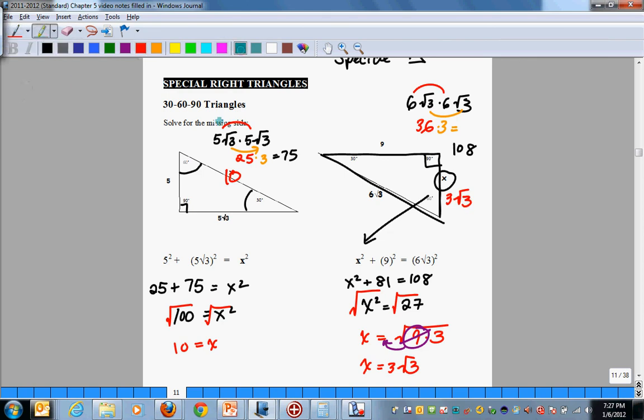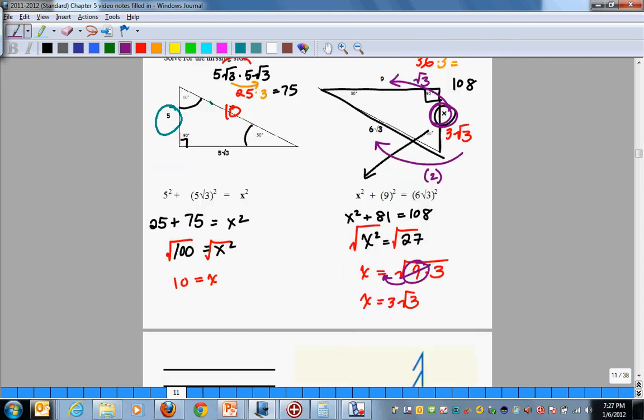Now, there is a pattern in both triangles, a very important pattern. The pattern you should see here is that between the short leg and the hypo, we're timesing by 2. Between the short leg and the long leg, we're timesing by root 3. Again, between the short leg and the hypo, you times by 2. The short leg to the long leg, you times by root 3. That is the pattern for every 30, 60, 90 triangle.